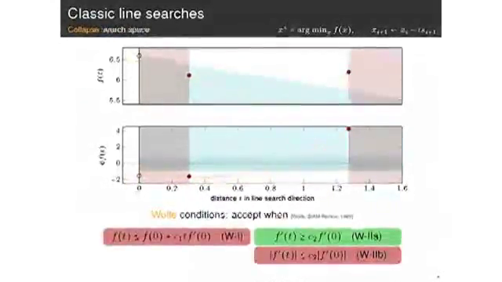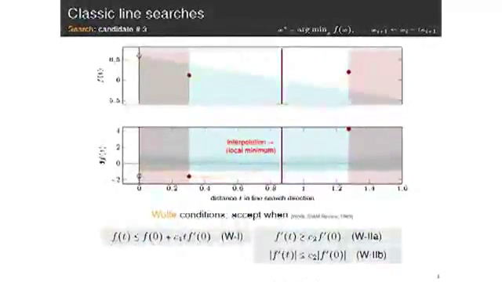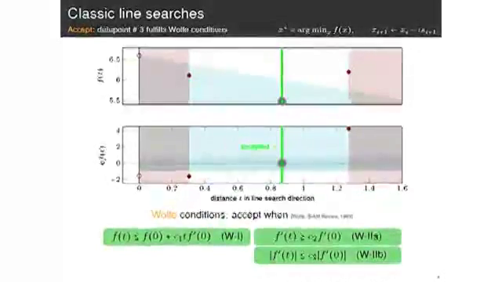Then it evaluates the function again. This point also does not fulfill the Wolfe conditions, but this time the gradient is positive, so it excludes the whole search space to the right of it, and makes a cubic interpolation between the last two points. So the next candidate point would be at the local minimum of this cubic interpolation. The line search evaluates the function again, and there we go. This point indeed fulfills the Wolfe conditions and would be accepted by the line search. So this is also the point where the optimizer is going to step to next.